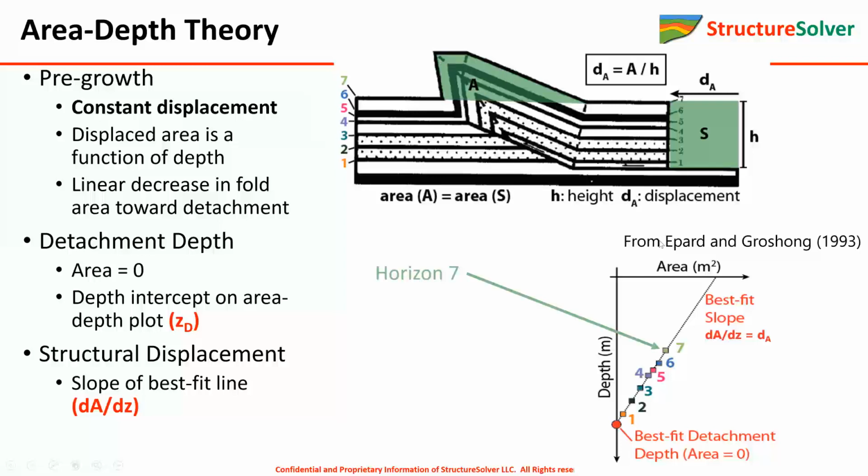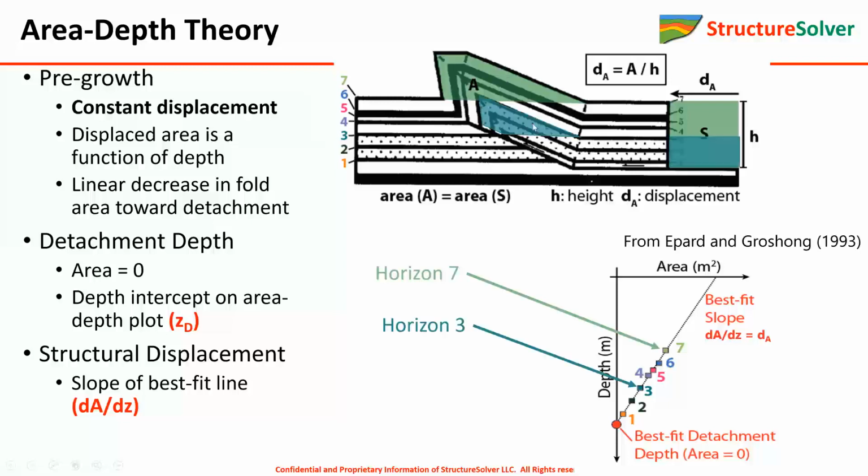And so in order to compute the displacement as well as the detachment depth, we employ an area depth graph where we begin to plot fold areas as a function of their depth. So area is on the horizontal axis, and then we plot the depth along the vertical axis. That's what's shown here. So for our first horizon in green, that's horizon 7, that plots right up there. So this is the largest fold area in that particular model.